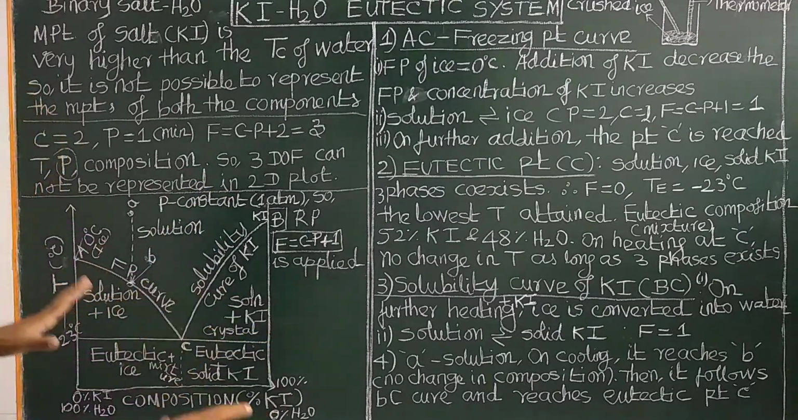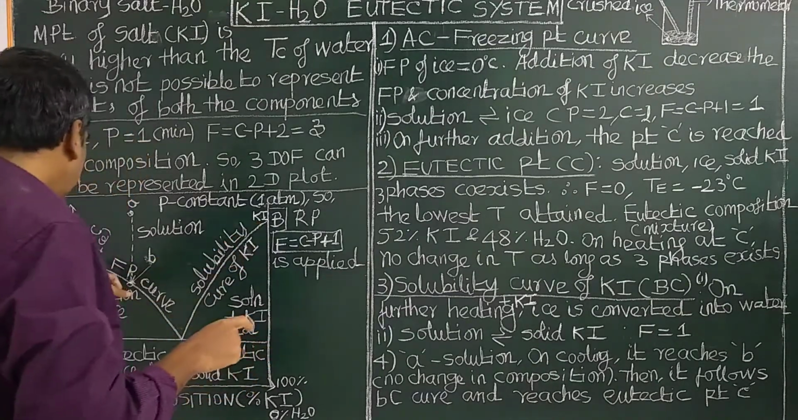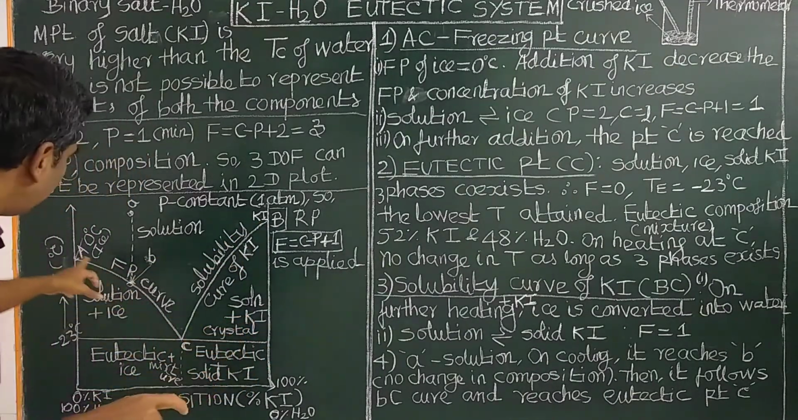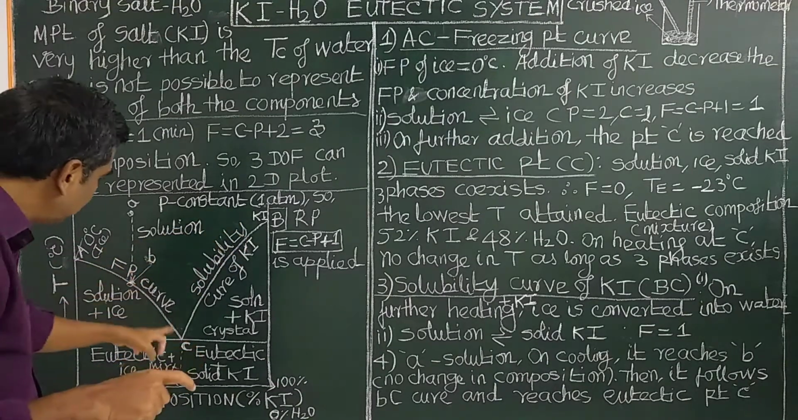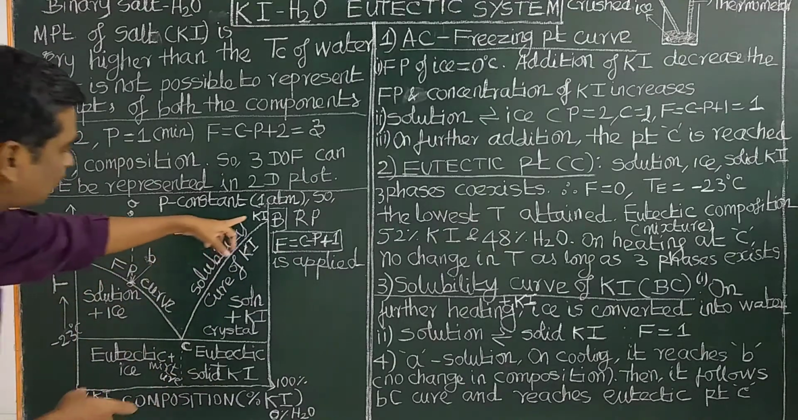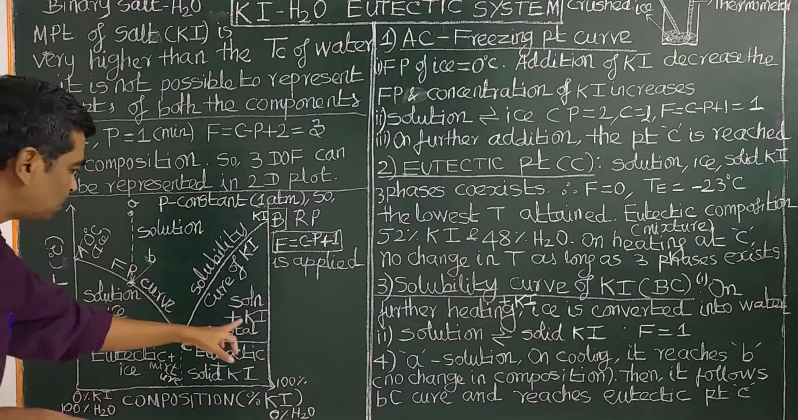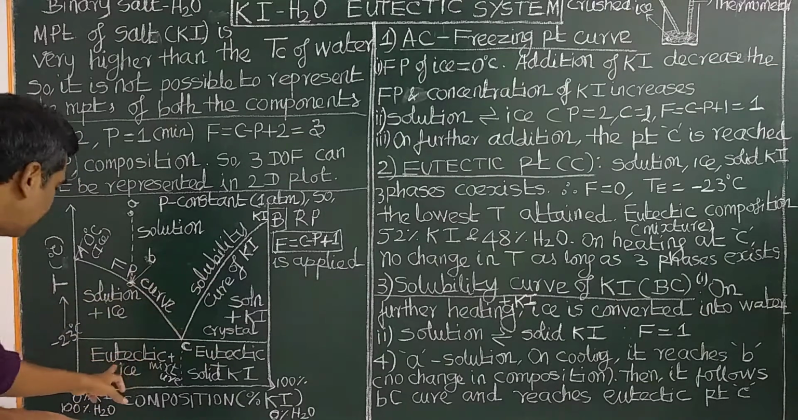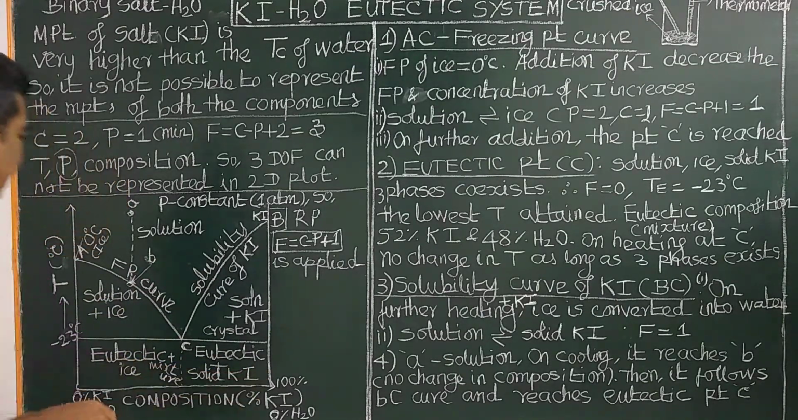It is similar to the lead silver system, but here one is the freezing point depression curve and the other is the solubility curve of KI, not the melting point curve of B. Okay, remember that. And label the phase diagram: solution phase, solution plus ice, solution plus solid KI, eutectic mixture plus ice, and eutectic mixture plus solid KI.